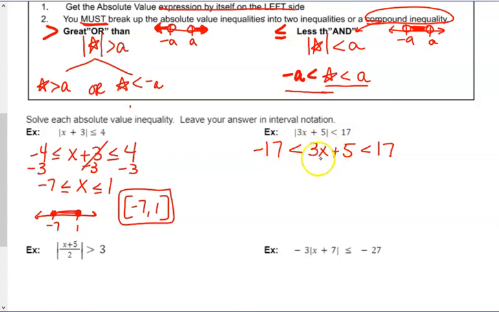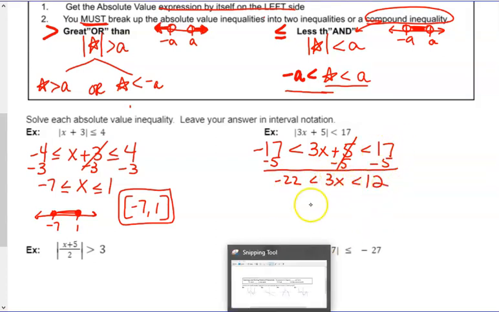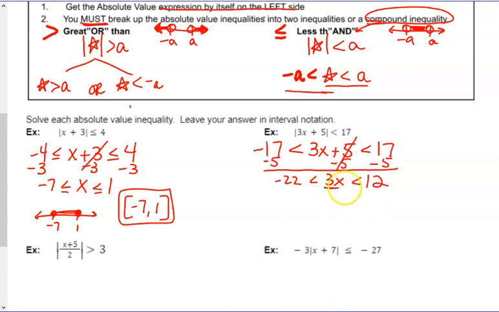We want to get x by itself, so that means I need to get rid of that 5. So I'm going to do the opposite and subtract 5 in all 3 places. Then I get a -22 less than 3x, which is less than a 12. Not done yet because I have 3x, I need an x, so I'm going to divide by the number next to the letter, and in this case I need all 3 places. This goes away, leaves me an x in the middle, which is good.